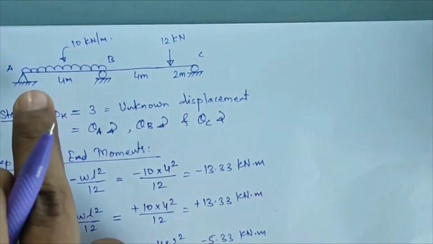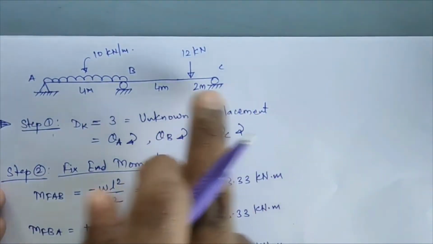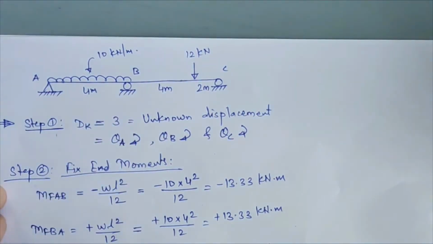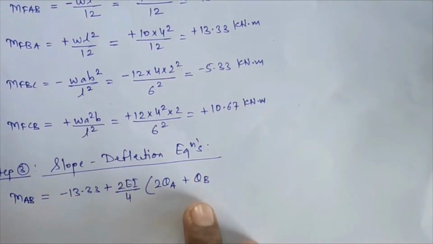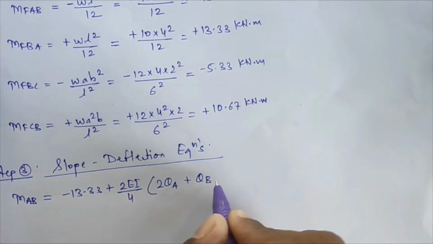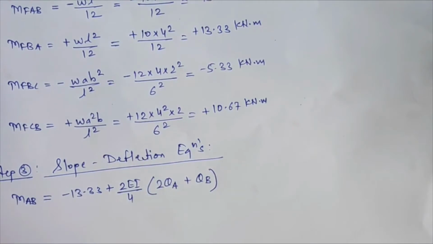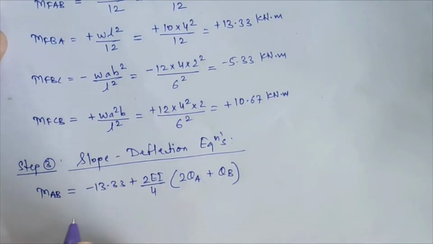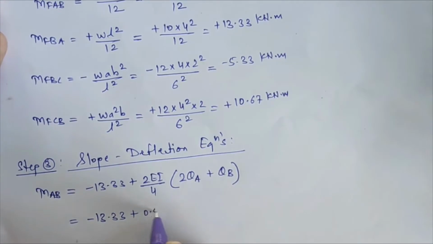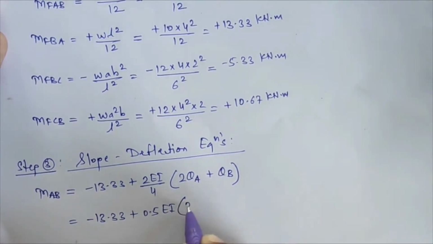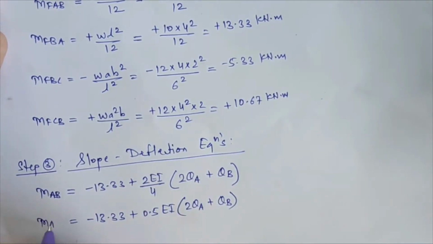Here the delta value or delta concept is not given, that is, no support is sinking or displacing by some amount. So the delta value in this equation will remain 0. So the last term, that is minus 3 delta upon L, will become completely 0, and this will form the basic equation for MAB. We'll modify this: minus 13.33 plus 2 by 4, that is 1 by 2, equal to 0.5 times EI, 2 times theta A plus theta B. That will be the equation for member AB. I'll call it equation number 1.